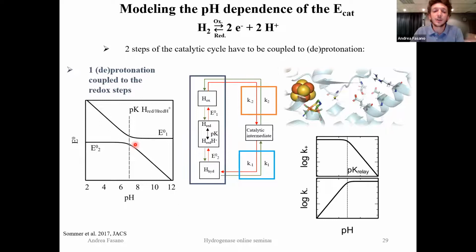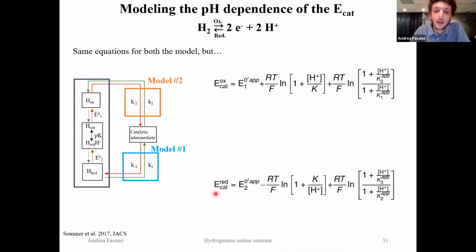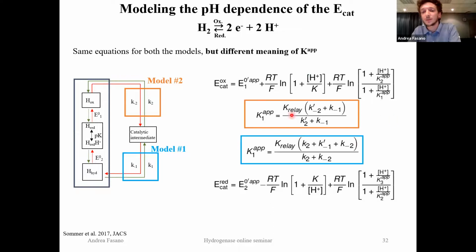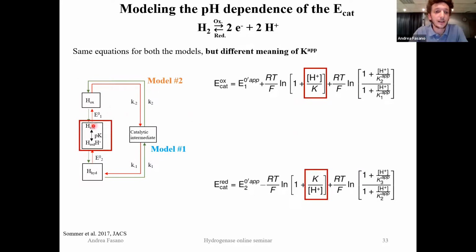So if we modify the equation I showed before for the catalytic potential with these assumptions for the protonation steps, we obtain equations that look like this, that are exactly the same for model 1 and model 2. So it is exactly the same equations independently of where we assume the protonation to be. What changes between these 2 models is the meaning of these apparent acidic dissociation constants that, again, depend on the pK of the proton relay and on the rates of the chemical steps in the catalytic cycle, in a different way if we assume a protonation to be coupled to the second chemical step or to the first chemical step. Now, these parameters of the model are complicated and very hard to compare between different enzymes. So the parameter we're going to really look at in the next few slides is the pK of the 1-electron reduced state of the active site, because it's a parameter that also appears in the equations, and we can really use it to compare different enzymes.